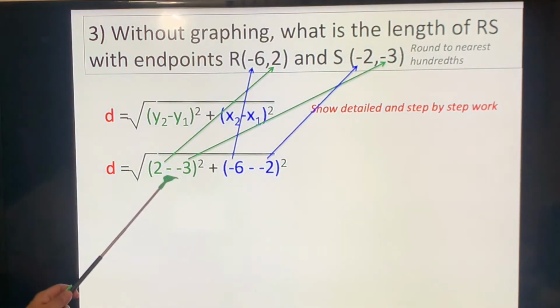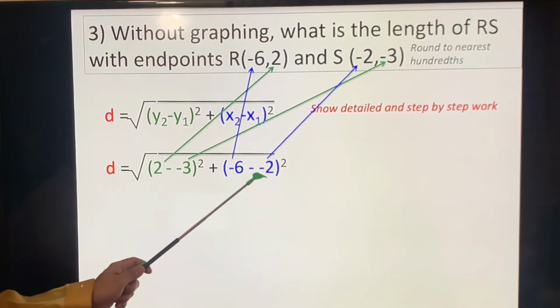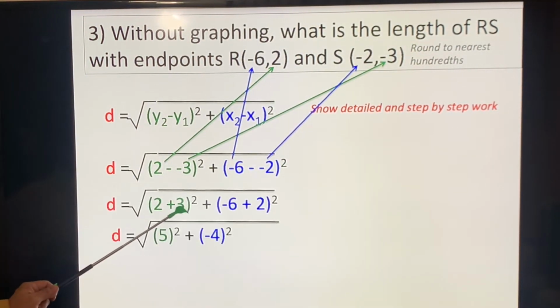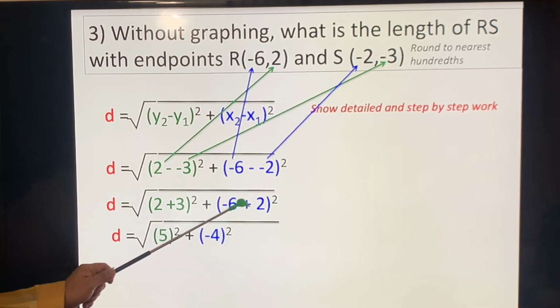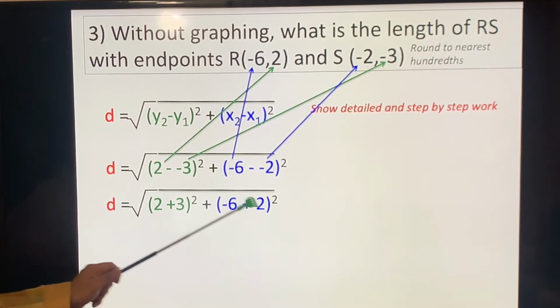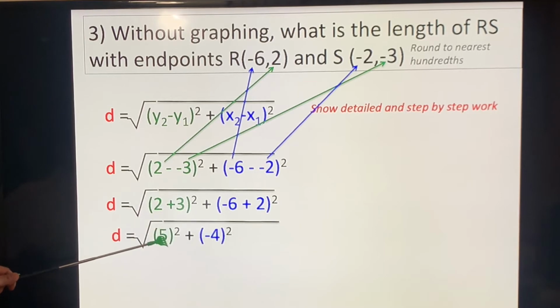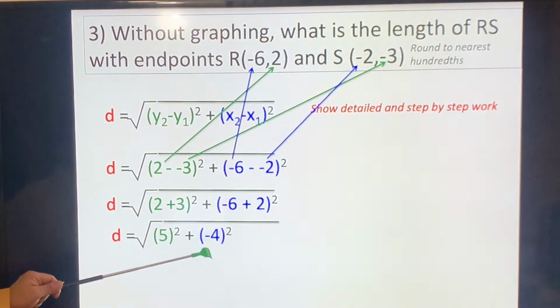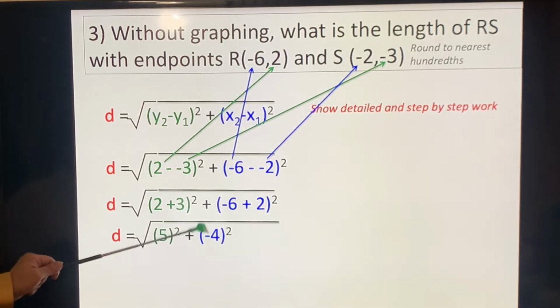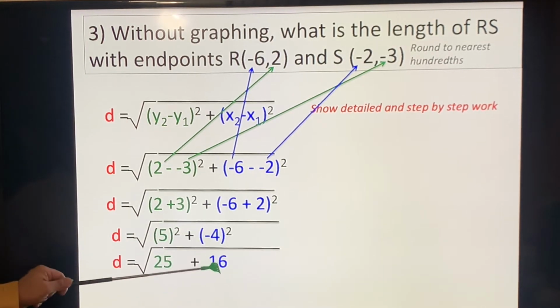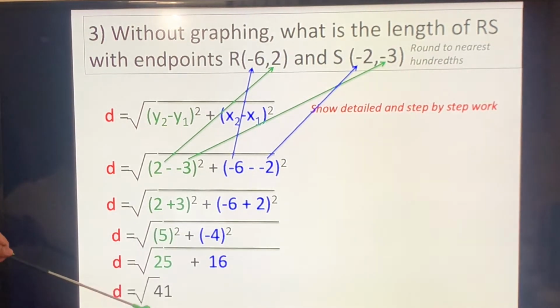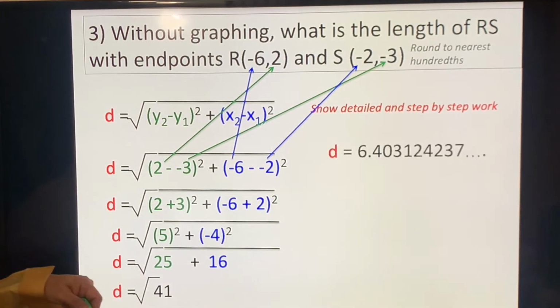Okay? So, keep change opposite. That becomes 2 plus 3. This becomes negative 6 plus 2. So this I could add, that becomes a 5. This I could add, that becomes negative 4. Okay? Square it. It's going to be 25 plus 16. And I get the square root of 41.